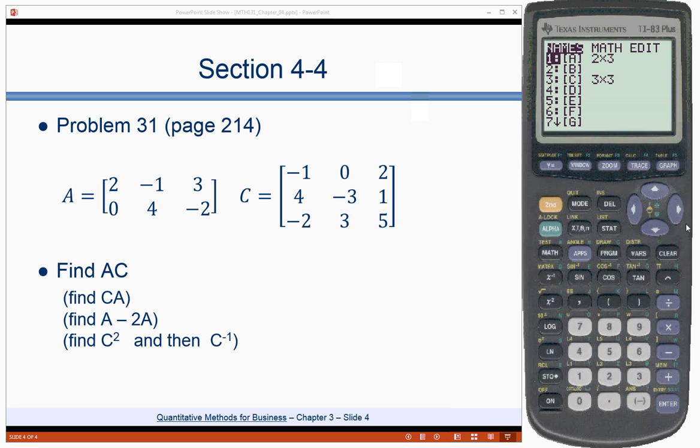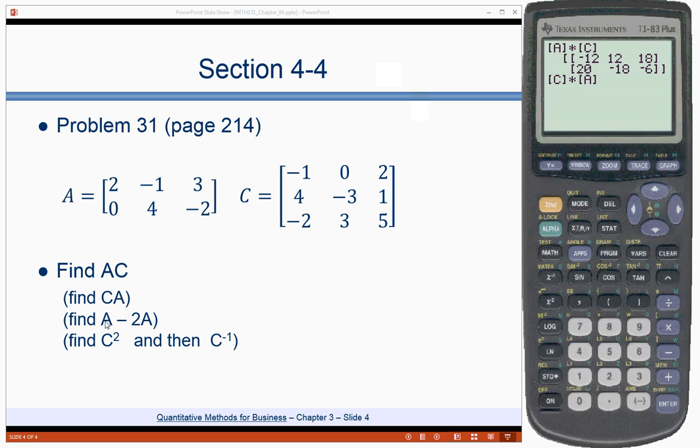Second matrix names, I go down to C, times second matrix names, A. And I get an error on the calculator. Dim mismatch means the dimensions don't match. Okay? So I can't do that operation. The calculator won't let you do it.